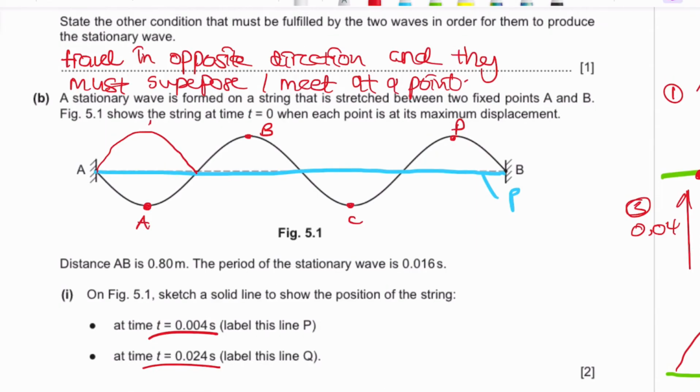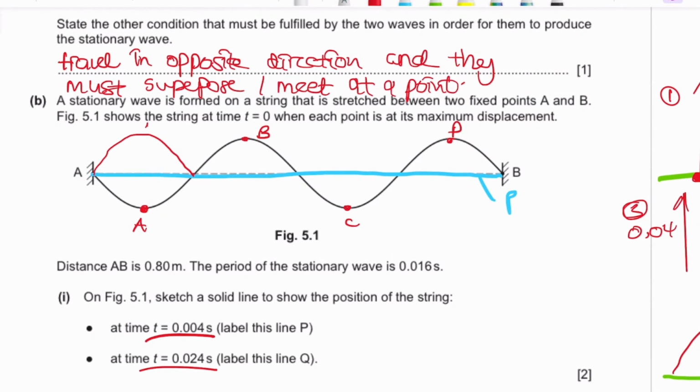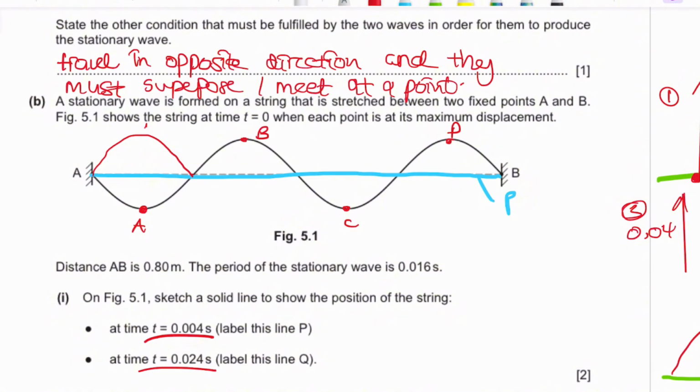The same with this loop. The first thing is going to move down 0.04, move further down 0.04, move up 0.04, and it's going to end up also at that position, same as C, same as D, right? And this is my new wave, and I'm going to label this wave Q.